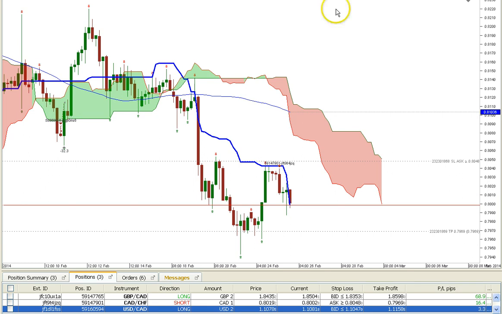So let's go to US dollar CAD. It's going to be the 4-hour time frame.